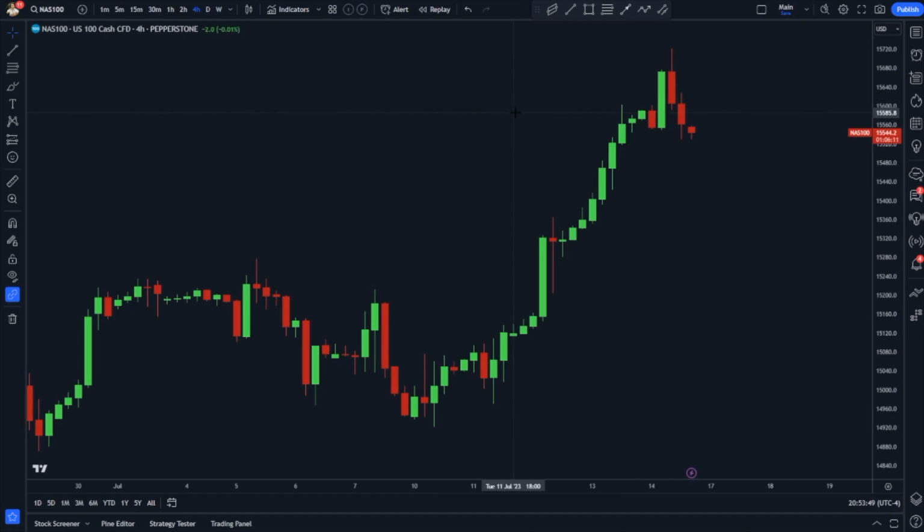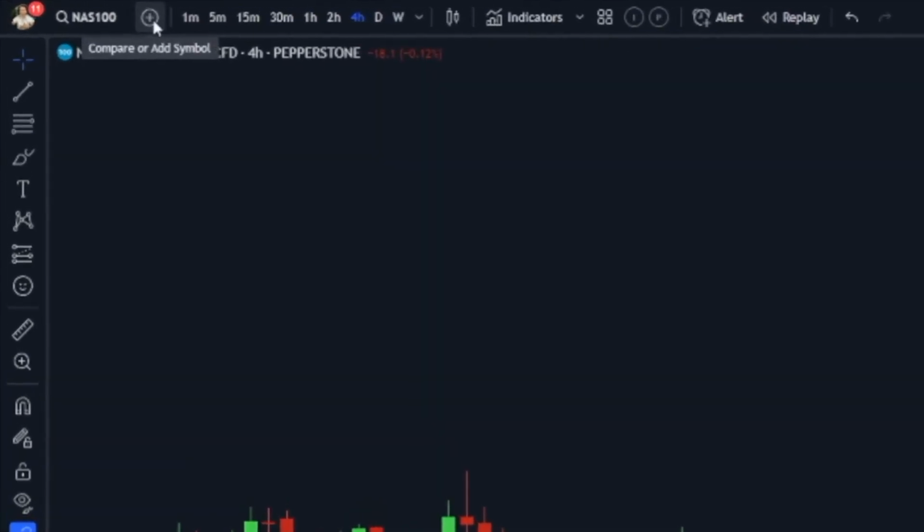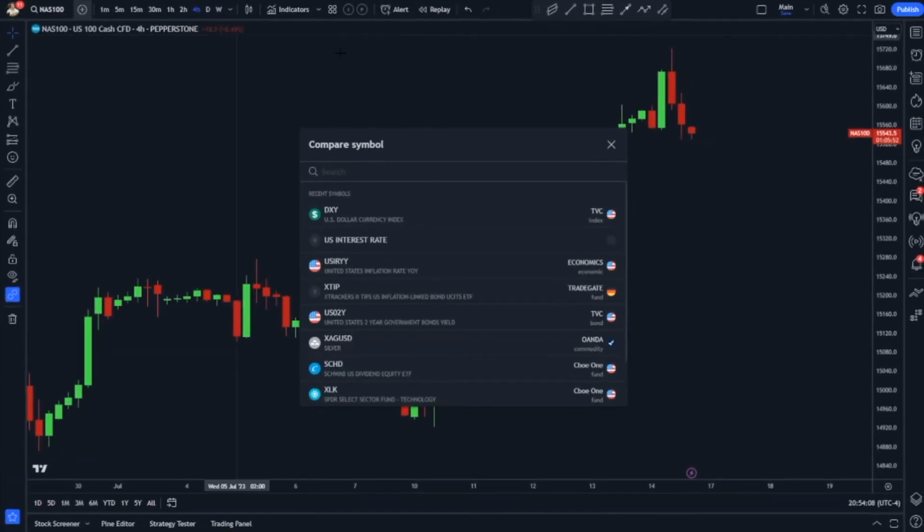And this is going to make a lot more sense as we get into some free indicators that you can use on TradingView. So let's start with the compare function. If you take a look here in the top left, next to this search symbol where you can select which symbol you're looking at, you have the compare or add symbol. If I click on this, I'm currently looking at the NASDAQ, remember, but you can see that there's an option to select or compare another symbol.